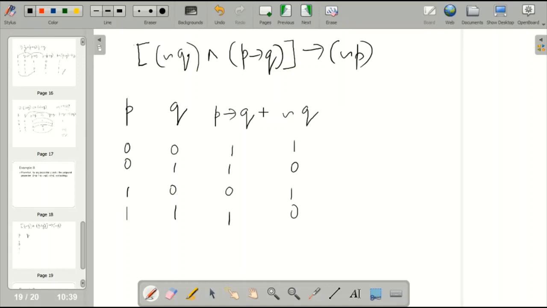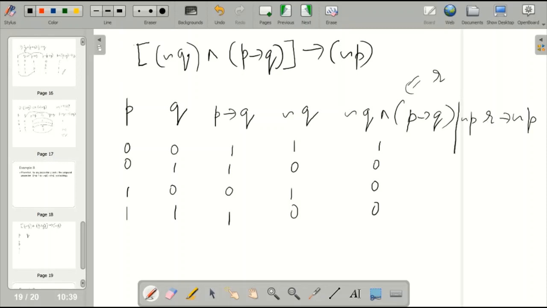Next it is AND between negation Q and P conditional Q. You know, when it is only 1 1 it is true. So the first term will be 1, rest all it will be 0. Finally, let us consider this entire thing in short as R, just for simplicity. So R conditional negation of P. Okay, I will write negation of P over here. What is negation of P?